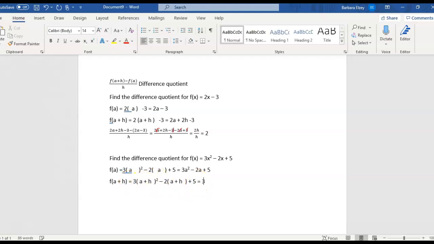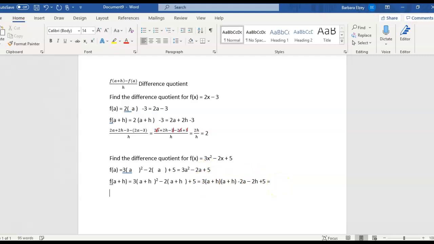So let's remember that a plus h squared really means a plus h times a plus h. While I'm at it though, I'll go ahead and distribute the negative 2 through the parentheses. That's negative 2a, negative 2h. And I still have my 5. Now, we have to multiply all of this out. I'm going to multiply the a plus h's first. I'll FOIL those out, and then I'll distribute the 3 afterwards.